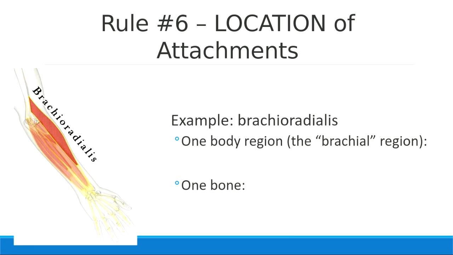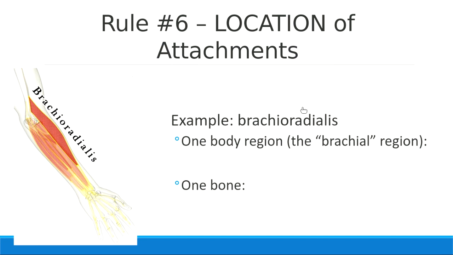We can also compare regional terms that get paired with a bone. So the example is the muscle called brachioradialis. Brachioradialis, we find it in the brachial region on one part and the radius on the other part. So if you see 2 different regional terms or 2 different bones that are in a name, that's going to give you an idea that it's named based on all the places it's attached to.